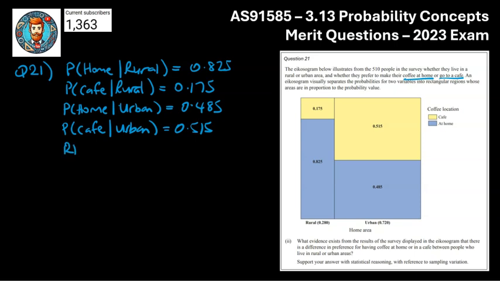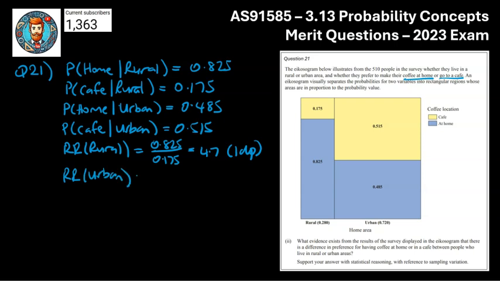I'm going to do my relative risk for my rural area first, actually. So always big number divided by small number, so it's going to be 0.825 divided by 0.175. That's that number divided by that top number there. When I do that calculation, I got 4.7, with 1 dp rounding. And then after that, we've got the relative risk for the urban areas, and I'll explain what both of these numbers mean. Again, big number divided by small number, so 0.515 over 0.485, and that's equal to 1.1, again with 1 dp rounding.